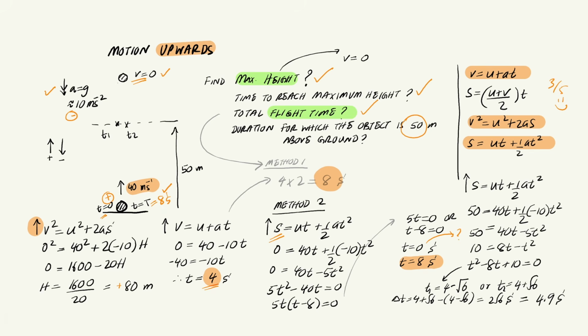In a physics exam, never leave your final answer as a surd or a fraction. Always convert to a decimal, and this one comes out to 4.90 seconds. So that's motion upwards.